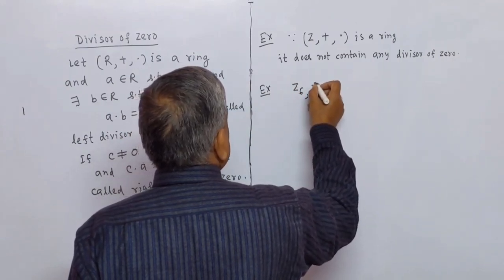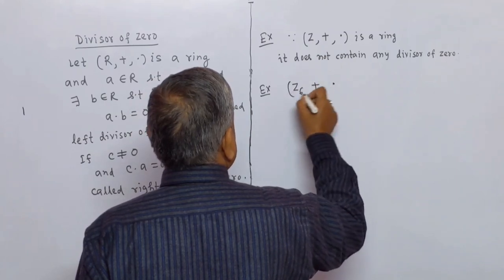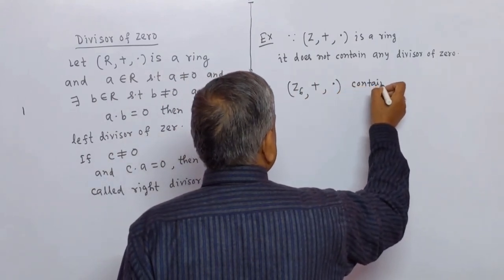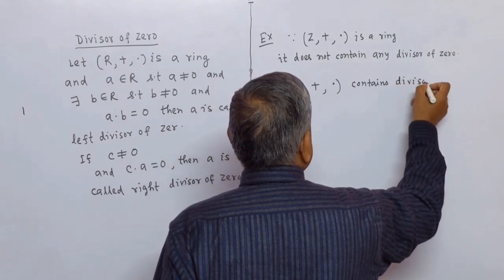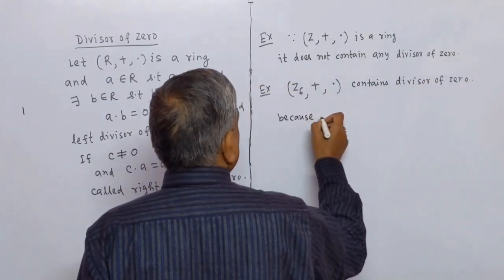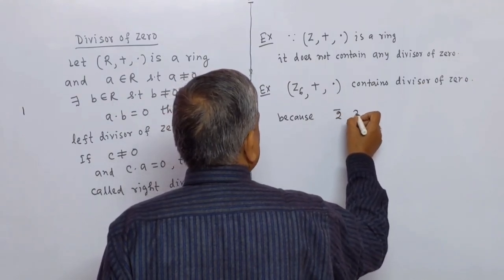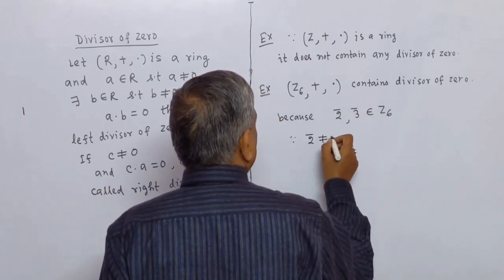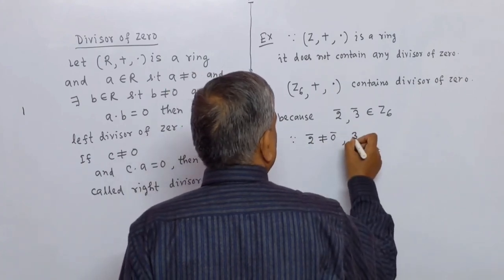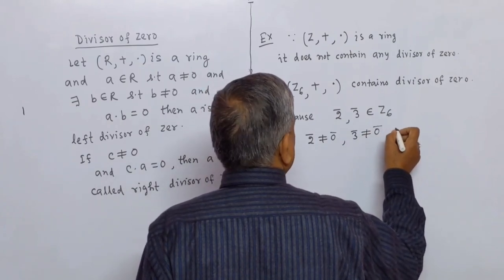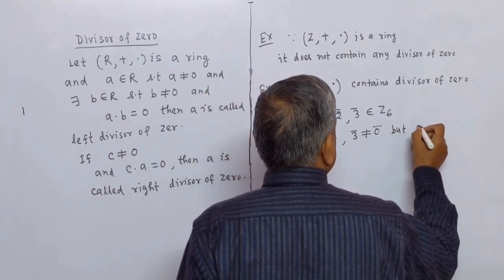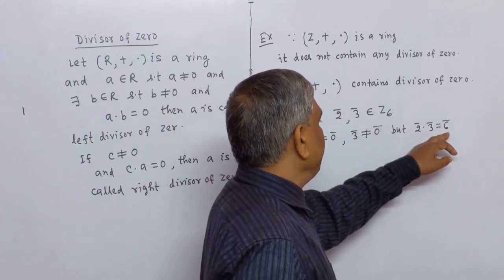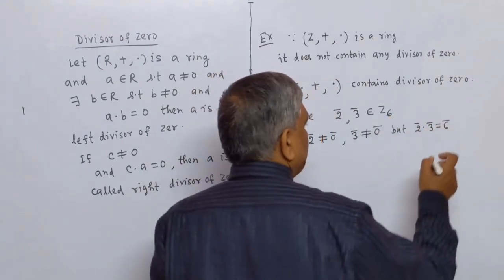Next example, Z6 with binary operations addition and multiplication is a ring, and it contains divisors of zero, because 2 bar and 3 bar belong to Z6. Since 2 bar is not equal to 0 bar and 3 bar is not equal to 0 bar, but 2 bar multiplied by 3 bar equals 6 bar, when we divide 6 by 6, we get remainder 0. That means this is 0 bar.